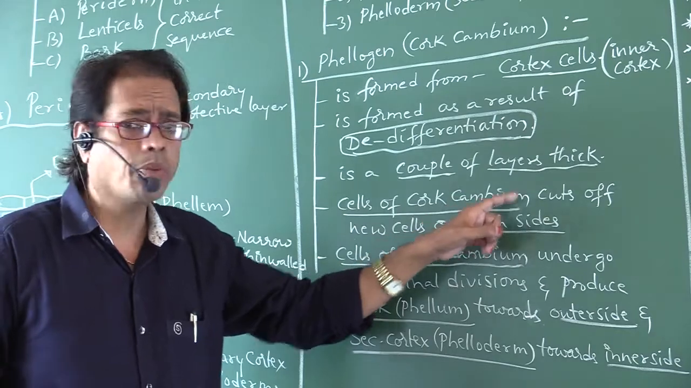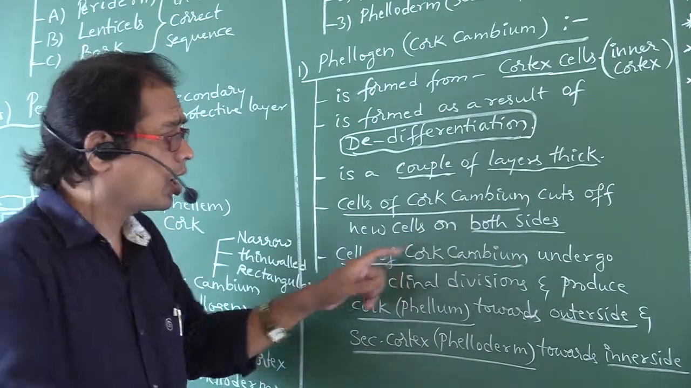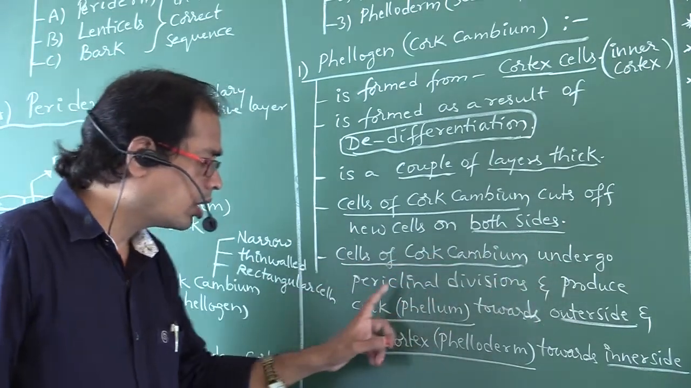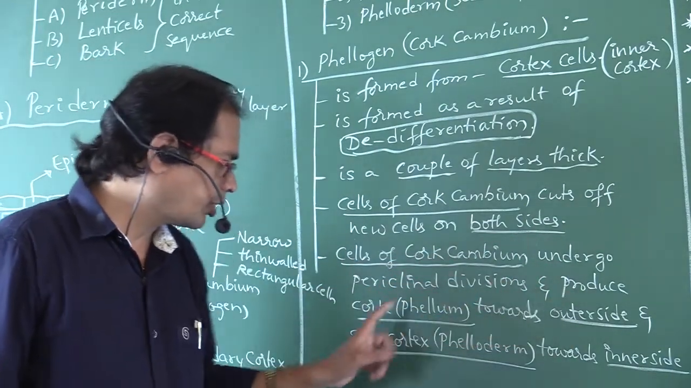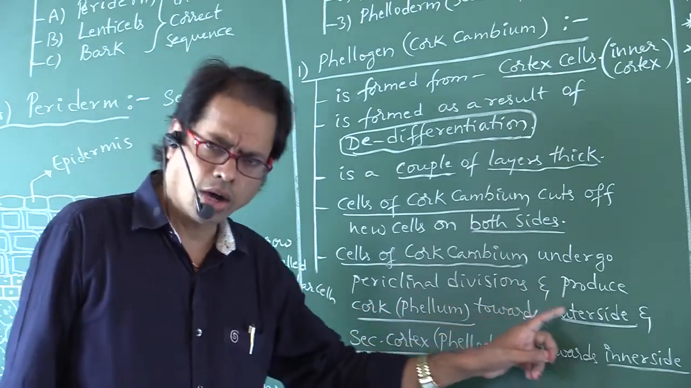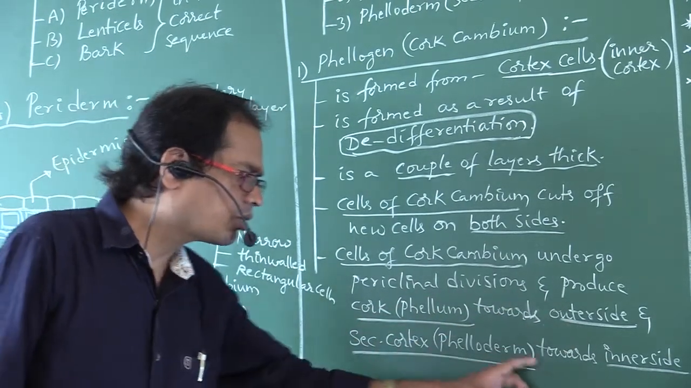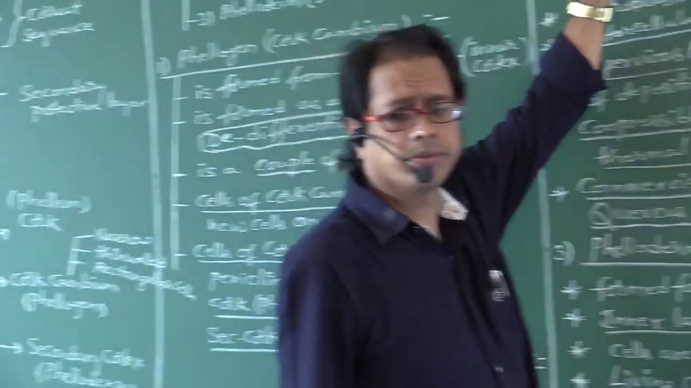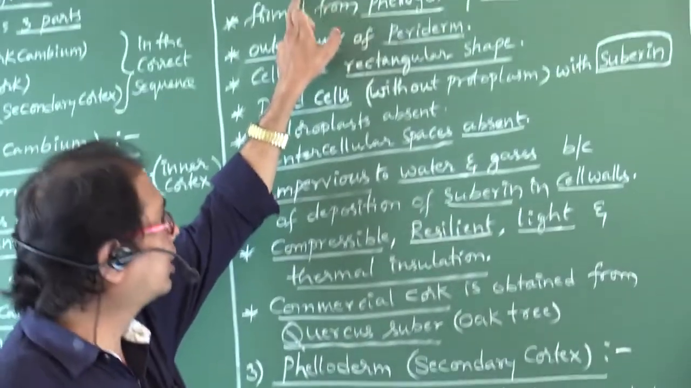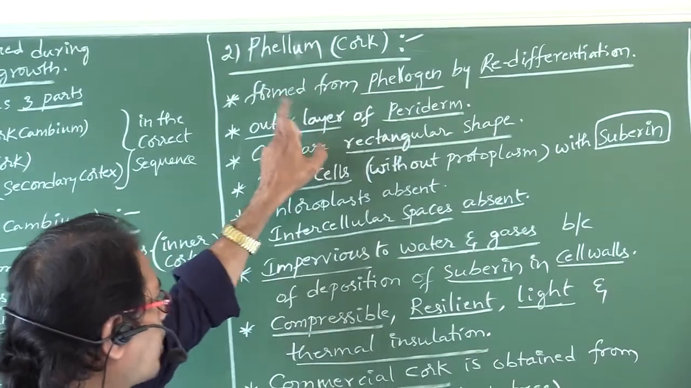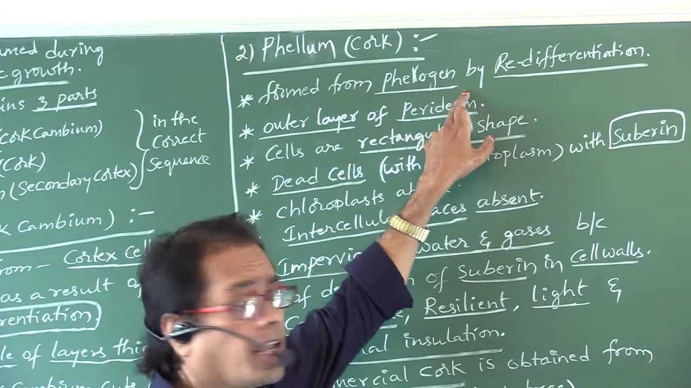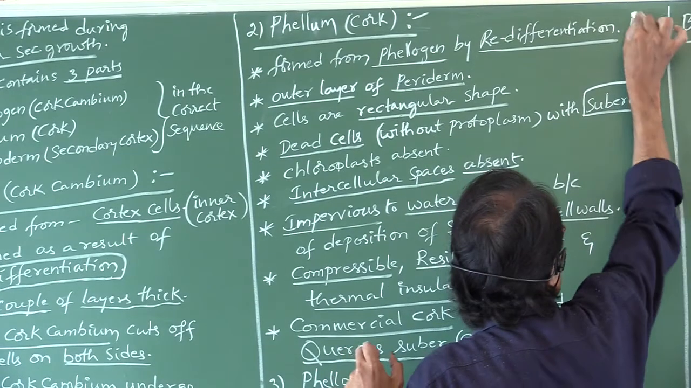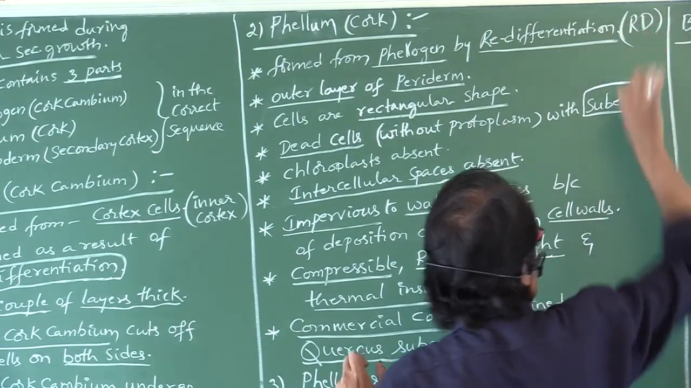Cells of cork cambium cut off new cells on both sides. Cells of cork cambium undergo periclinal divisions and produce cork towards the outer side and secondary cortex towards the inner side. Next, phellum. Phellum is also called cork. It is formed from phellogen by redifferentiation. Redifferentiation is simply called RD.